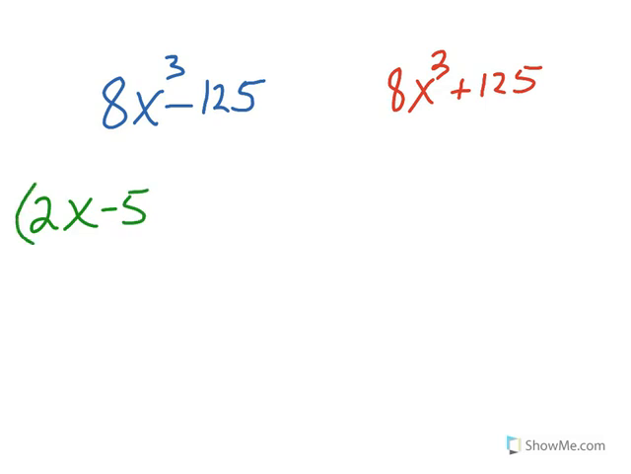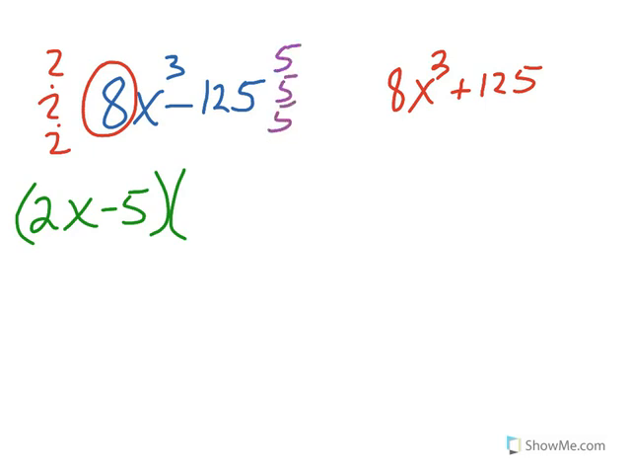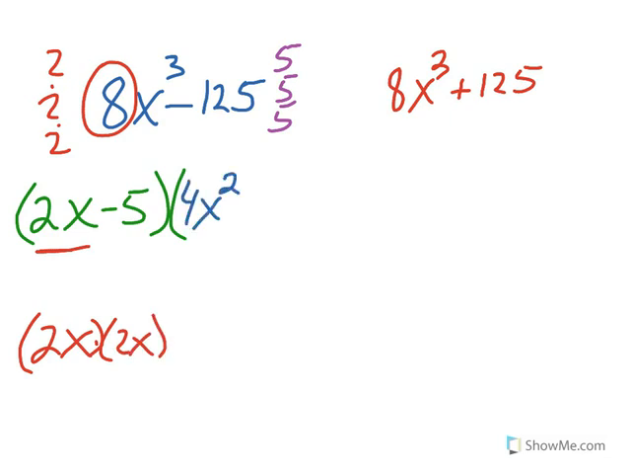2x minus 5, because we're saying what times what times what gives me 8. Well, that's 2 times 2 times 2. What times what times what gives me 125? 5 times 5 times 5. And so now I'm going to take 2x and multiply it times itself. And so that's how I get 4x squared.